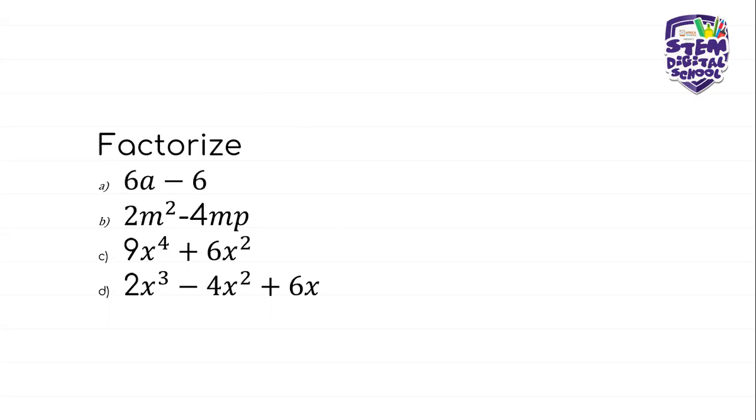And then you can do the same with the second one there, 2m squared minus 4mp. And then you look at the common factor. 2 obviously is a common factor when it comes to numbers. And then m is also a common factor when it comes to variables. So 2m will be the common factor. And then we'll be left with m in the first term minus 2p. So it will be m minus 2p.